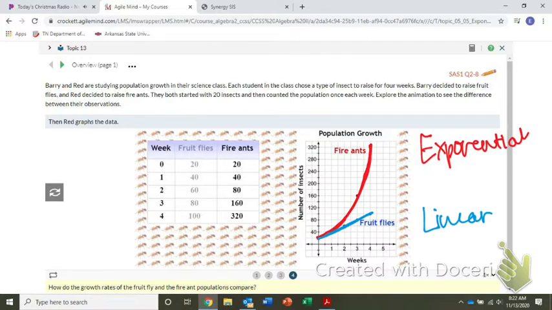So number 8, what type of function can model the fire ant data? Well, exponential. And how do you know? It has a constant multiplier. You can write constant multiplication, either one.